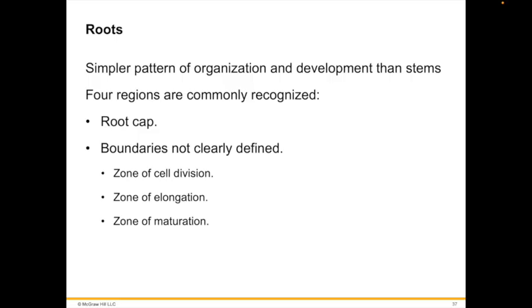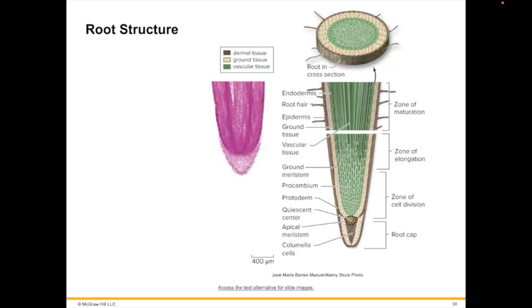Roots have a simpler pattern of organization and development than stems, so we consider those first. Keep in mind, however, that roots evolved after shoots and are a major innovation for terrestrial living. Four regions are commonly recognized in developing roots: the root cap, the zone of cell division, the zone of elongation, and the zone of maturation. I'll show you all those here. The boundaries between the last three zones are not clearly defined in the plant root.